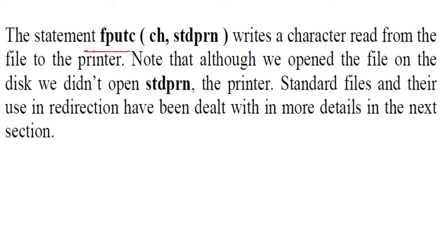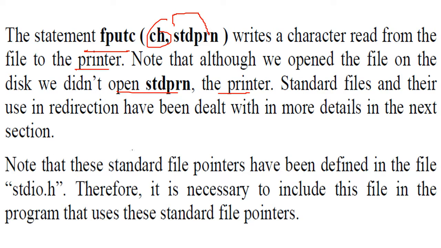So this statement, fputc ch, stdprn, writes a character which is read from the file directly to the printer. So we have opened the file on the disk, but we didn't open stdprn, the printer. Standard files and their use in redirection, we will be talking about shortly. Just note that all these standard file pointers are defined in stdio.h, so it is necessary that you include this file in order to use them.